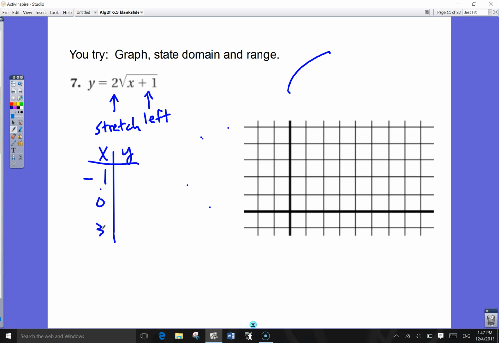If I plug in x equals negative 1, negative 1 plus 1 is 0, and I get 0. If I plug in a 0, I get the square root of 1, which is 1 times 2 is 2. If I plug in a 3, I get 3 plus 1 is 4. The square root of 4 is 2. 2 times 2 is 4. There's my 3 points. Negative 1, 0, 0, 2, 3, 4.